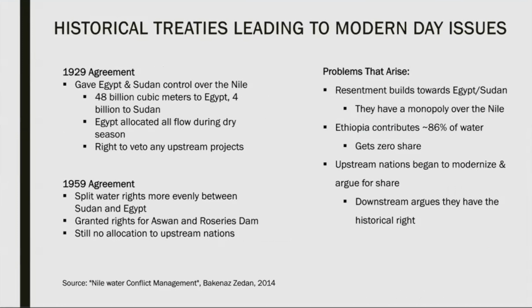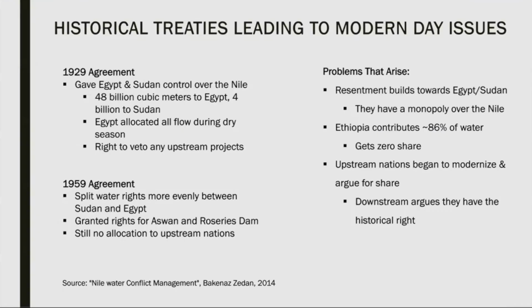The first agreement gave Egypt 48 billion cubic meters and only 4 billion to Sudan. It also allocated all flow during the dry season to Egypt. This is a big deal because, again, as I mentioned, these seasons fluctuate greatly and Sudan would have no water during this season. It also gave Egypt the right to veto any upstream projects. The 1959 agreement split the water rights more evenly between Sudan and Egypt. However, it still gave no allocations to upstream nations and was done so without their approval.